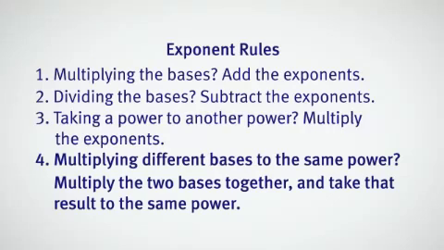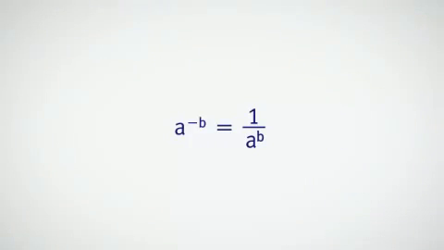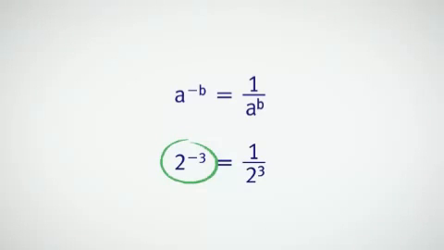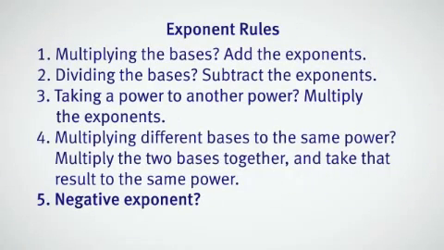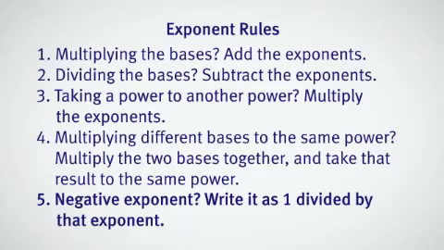You might see negative exponents on the test. It's important to remember that a negative exponent does not mean the number is negative. It simply means that you use the reciprocal. A reciprocal of any number is 1 divided by that number. For example, 2 to the negative 3rd power is simply 1 over 2 to the 3rd. This gives us the final rule of exponents, Rule 5. Negative exponent, write it as 1 divided by that exponent.